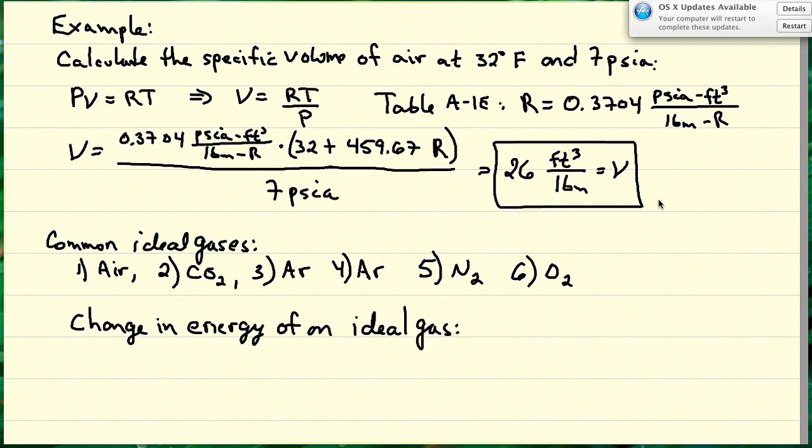And that basically looks as follows. We can say that the change in internal energy, delta U, of an ideal gas is equal to the constant volume specific heat. Remember, that was one of the properties that we listed in that big table of properties, actually in the last online lecture that we did. The constant volume specific heat, Cv, times the change in temperature, delta T.